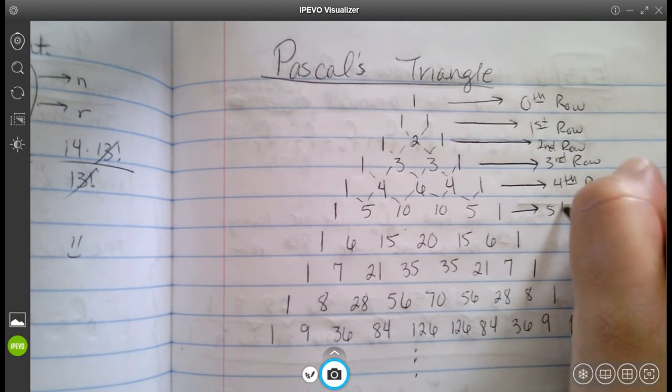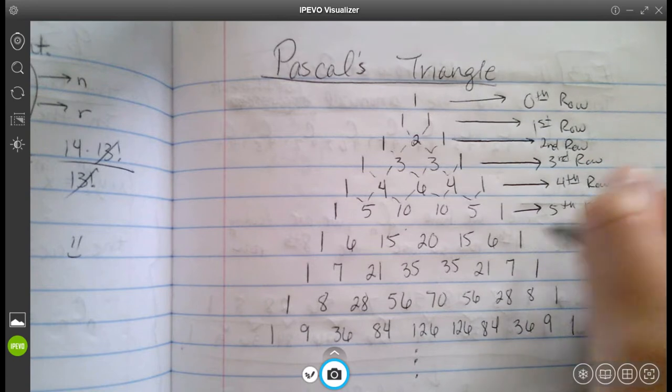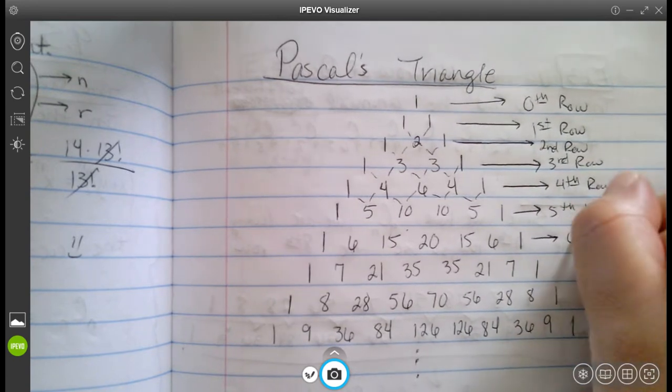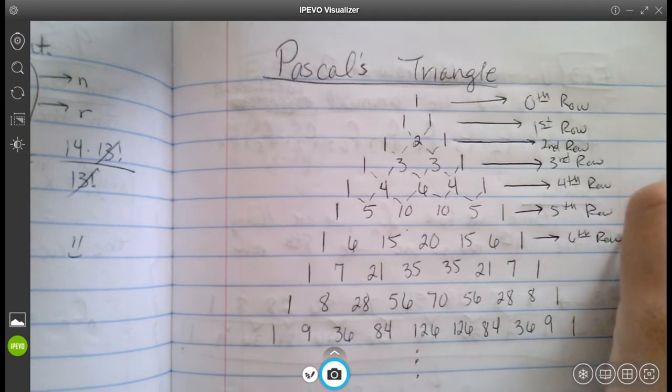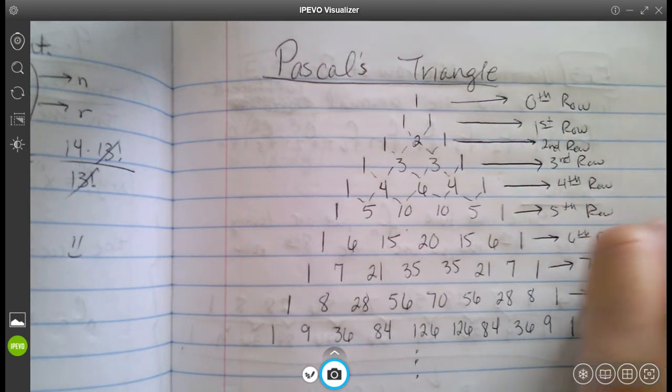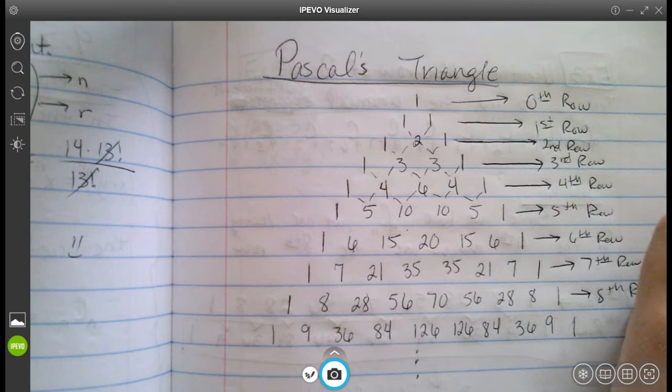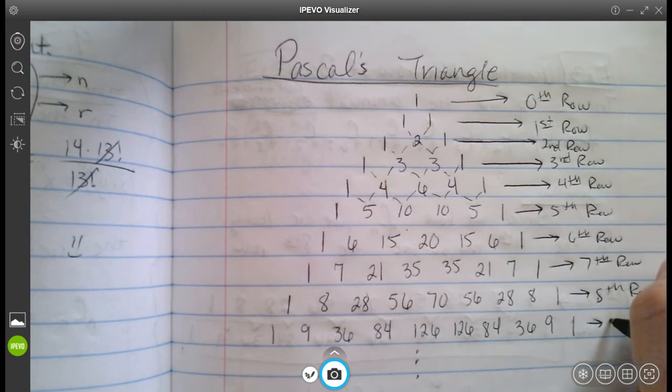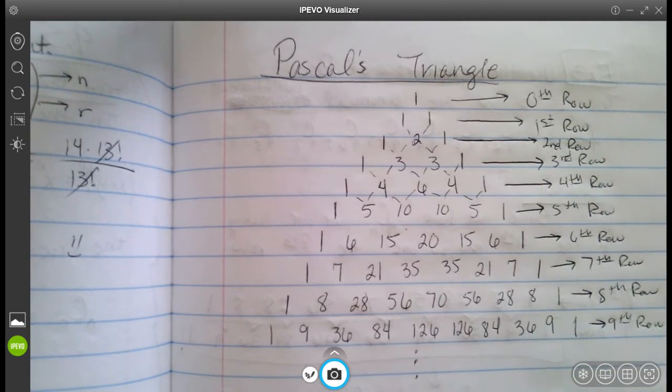So this would be the 5th row. I'm going to label whatever I have here. This would be the 6th row. This is the 7th. This is the 8th. And this is the 9th. And of course, it continues. You can continue this on and on and on. That's why I have the dots right here.